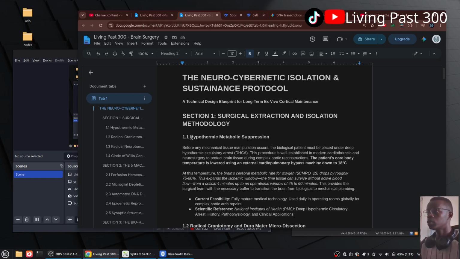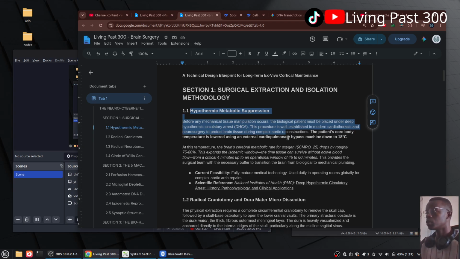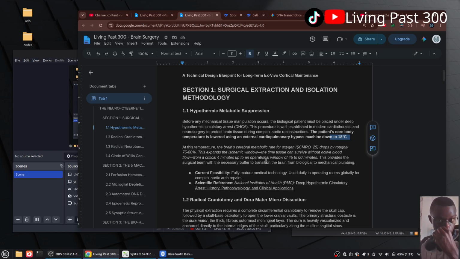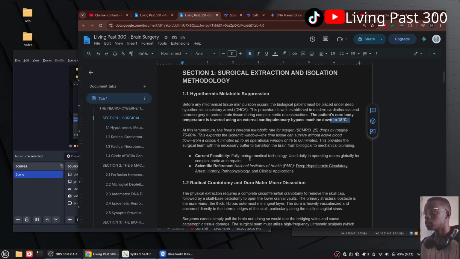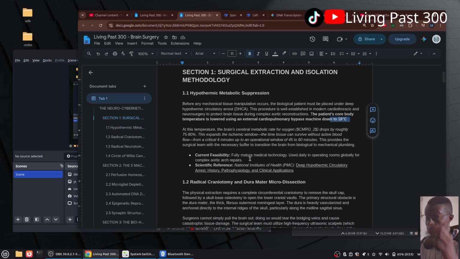So first of all, before doing anything, we would have to lower the overall temperature of the brain from 26 down to 18. This allows the brain to survive on its own sugars. The brain already has the mitochondria, a food storage. But if you lower the temperature down to 18 degrees Celsius, it can last from 45 to 60 minutes.